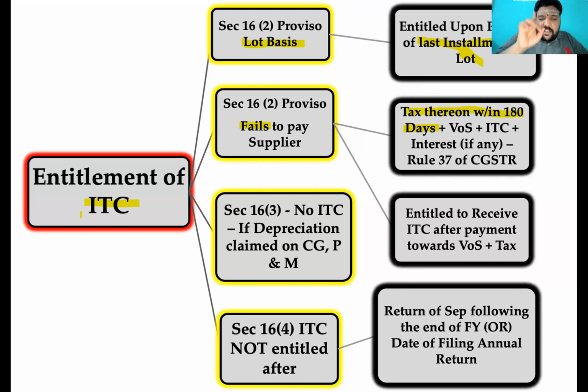A company purchases an asset for 1 crore rupees, 100 lakhs. They get an invoice which says machine cost is 100 lakhs plus GST at 18%, which comes up to 18 lakhs. Now, the total value of the invoice is rupees 118 lakhs.